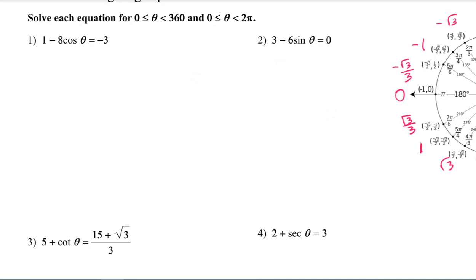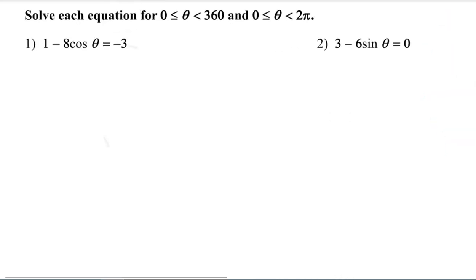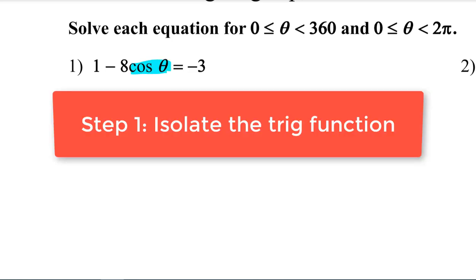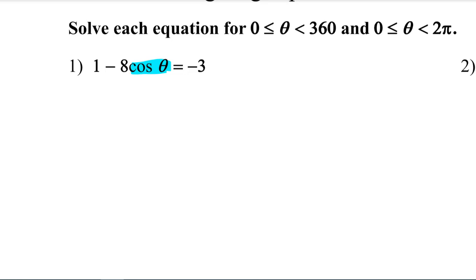All right, now from here, what we're going to do is take a look at the very first problem. So check it out. We've got 1 minus 8 cosine theta equals -3. The thing we want to do is isolate the trig function, which in this case is just cosine of theta. So we're going to move things around. One way to think about this, it's almost like you have the equation 1 minus 8x equals -3. Now, you know how to solve that.